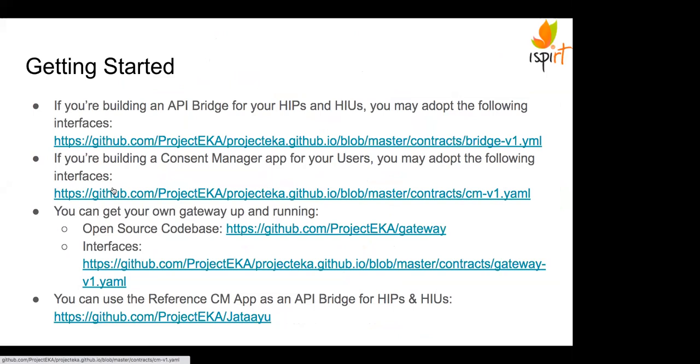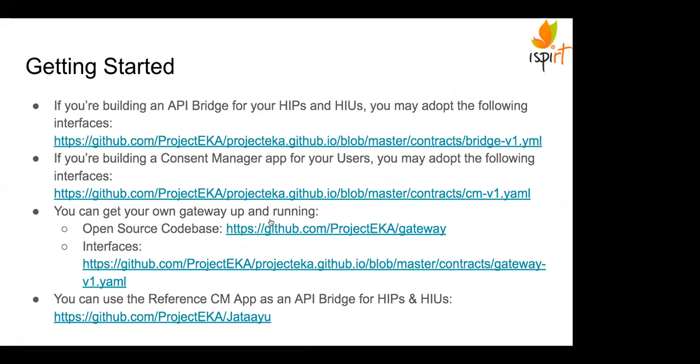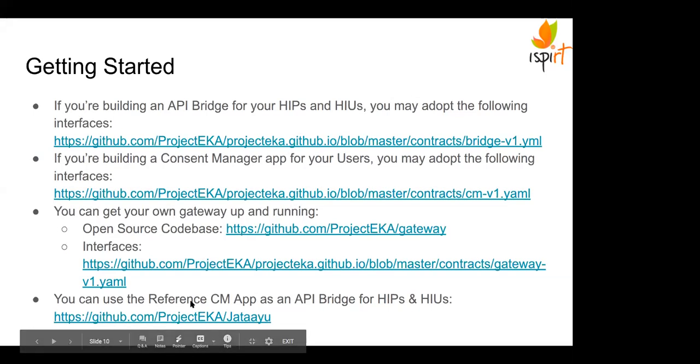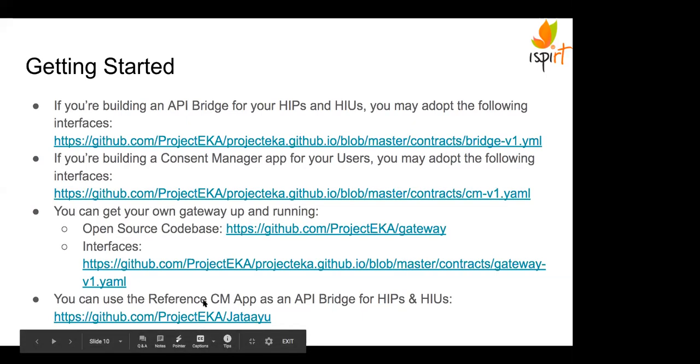For the southbound interfaces, you can use this link and see what all APIs you need to use to talk back to the gateway. And if you want a reference gateway to start off and see discoverability of requests and routing of requests, if you're building out a consent manager, then there is an open source one that's up and running. Since the interfaces have already been defined, you can, again, build your own gateway or use the one that's already out here. And the same applies for the consent manager app. So if you're building out an API bridge for HIPs and HIUs, and you don't want to build a CM app, then you can use the consent manager app out here to simulate those requests and get started.